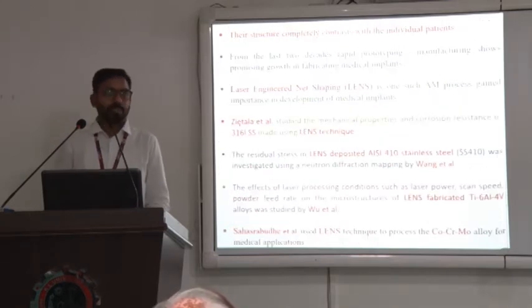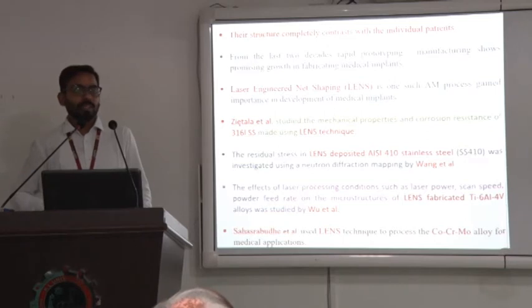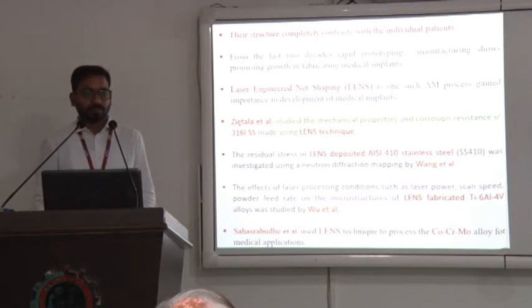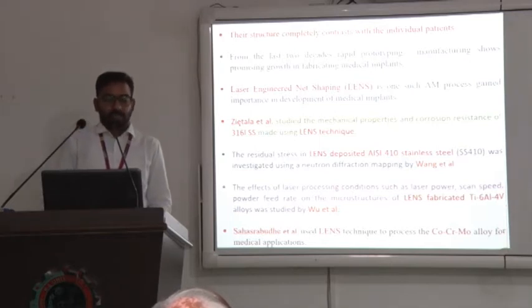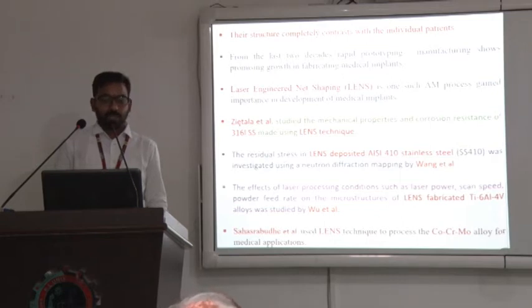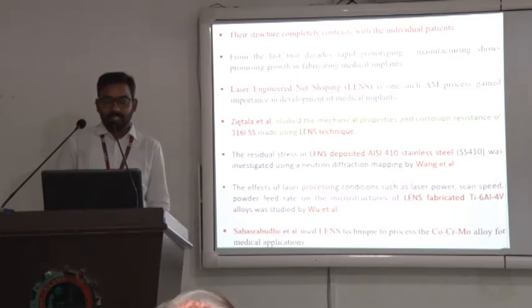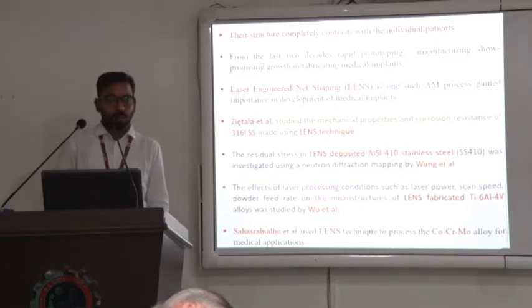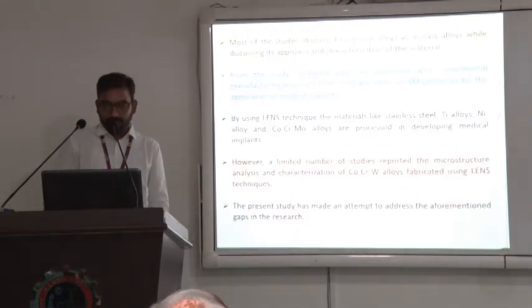Laser engineered net shaping is a promising metal additive manufacturing process used to build near-net shape and FGM materials. Some researchers conducted experiments on different materials using the LENS process. Jin et al. conducted experiments with 316 stainless steel, Wang et al. on 410 stainless steel, and Wu et al. conducted LENS experiments on titanium alloys, and Sahabrudde used LENS for cobalt chromium alloys.